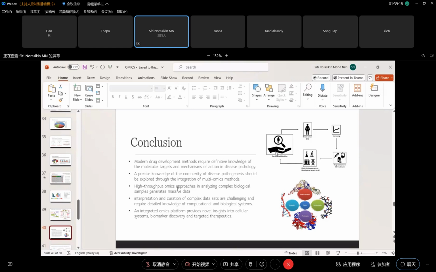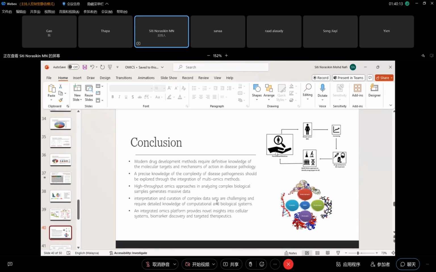Okay, so the high-throughput omics approaches in analyzing complex biological samples generate massive data. Of course, when it generates massive data, you may need to have multiple types of bioinformatic pipelines that help to analyze and filter the data until you can fully interpret that data. So the interpretation and curation of the complex data sets are very challenging and require detailed knowledge of the computational and biological system. And I'm sure that with the computational part, which I don't cover in my lecture, you may have some other lecture regarding the bioinformatic tools, right?